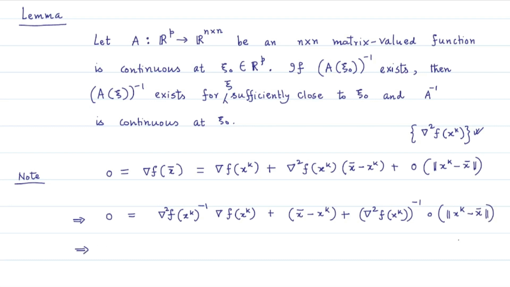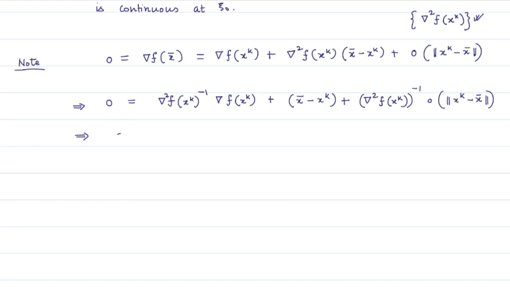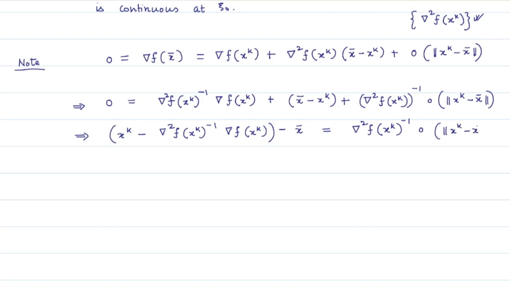So what we get here is that on the left, let me bring xk minus the Hessian inverse into grad f xk minus x bar, and let us keep on the right hand side the Hessian inverse times small o of norm xk minus x bar. Now on this left you have xk plus 1 minus x bar, and on the right you have the Hessian inverse times small o of norm xk minus x bar.